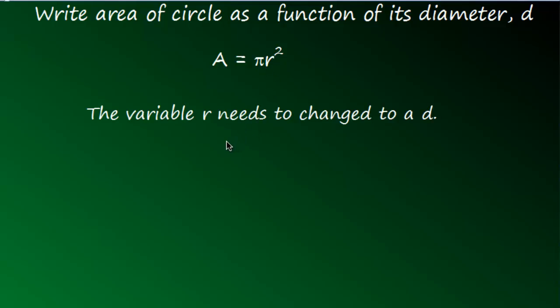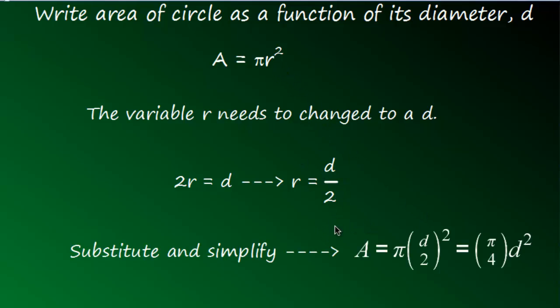And if we think about that, we do know that 2 radii make a diameter. So if I write that out, 2 radii equal a diameter, and then I solve it for r, I now have that r is actually equal to a diameter divided by 2. And now that I know that an r can be replaced with diameter divided by 2, I can then take d over 2 and put it in for r.